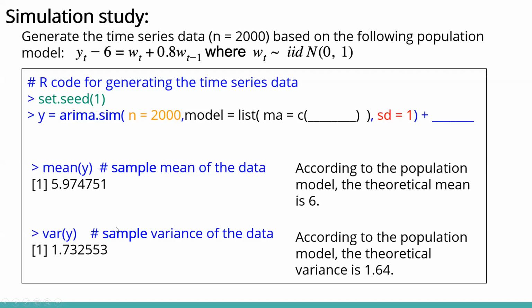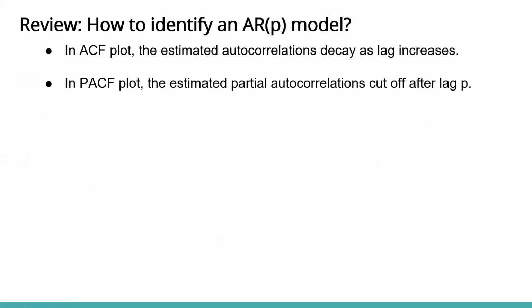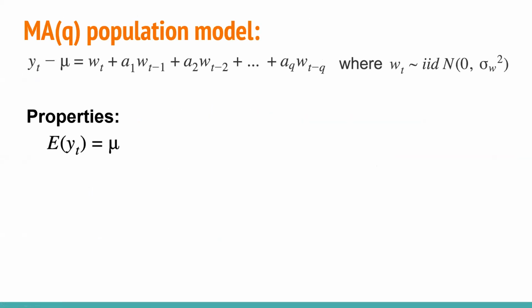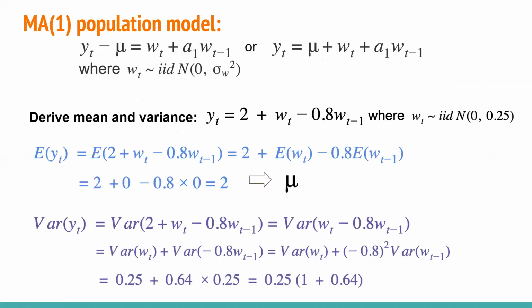And when you look at the variance, theoretically, we got that variance to be 1.64. You remember, we did that the other time. We derived the variance for that model. I think we're still using the same model. I'm actually going to show you now.